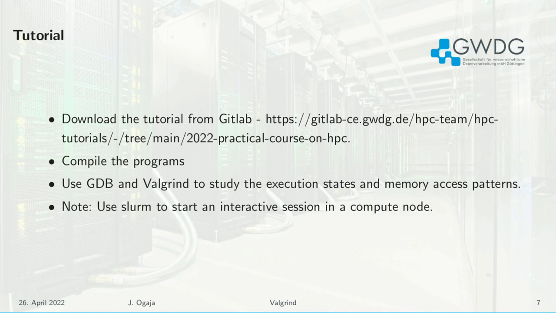Okay. Yeah. Let me take about 2 minutes to do that. So they're just simple two source codes, some matrix manipulation source code. And what you have to do, you have to compile the programs as I've shown you. Make sure you have the -g option to get the debug symbols. Then use GDB and Valgrind to study the execution states and memory access patterns.